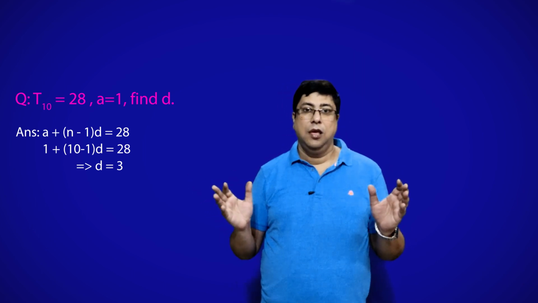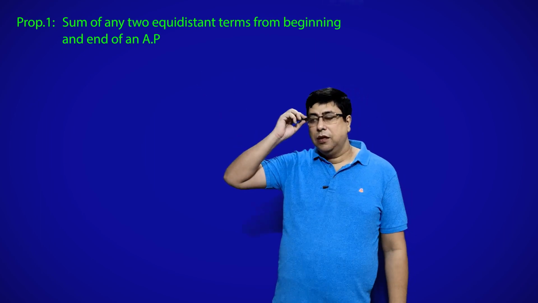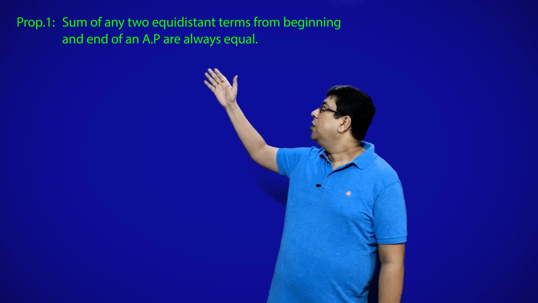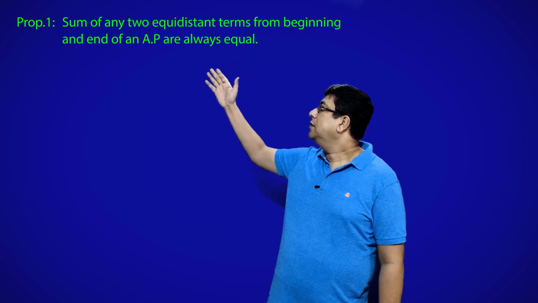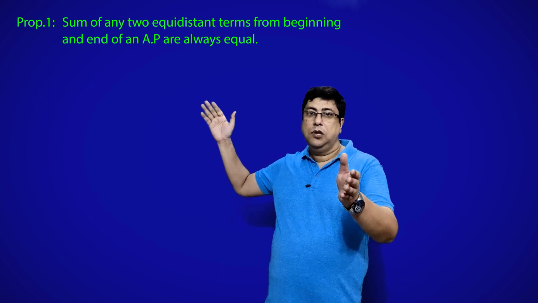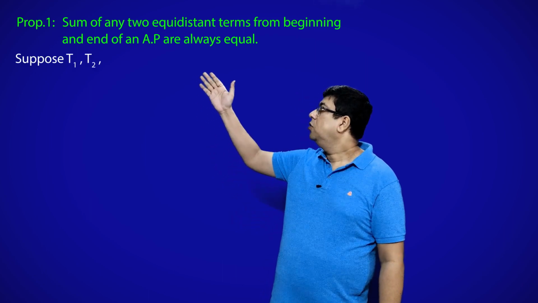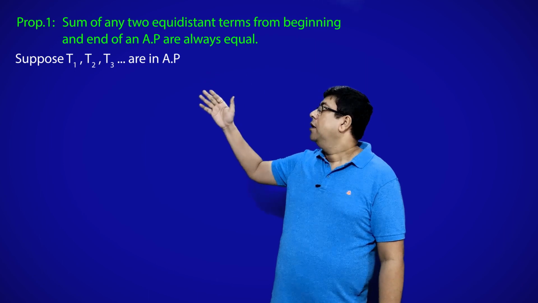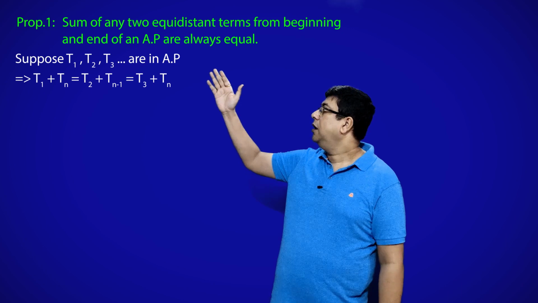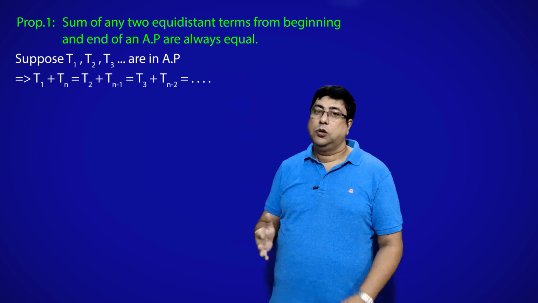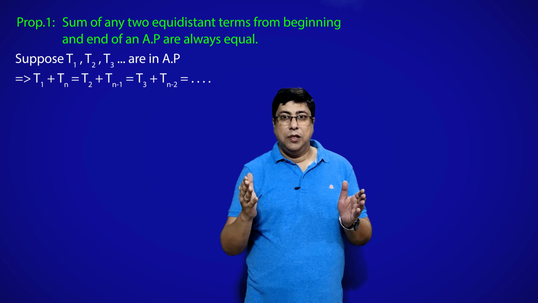Now I will discuss the important properties of the AP. Property number 1: the sum of any 2 equidistant terms from the beginning and end of the AP is always equal. Suppose T1, T2, T3 and so on are in AP. Then T1 plus Tn equals T2 plus T(n minus 1) equals T3 plus T(n minus 2). So everybody, this is very important in solving sums.